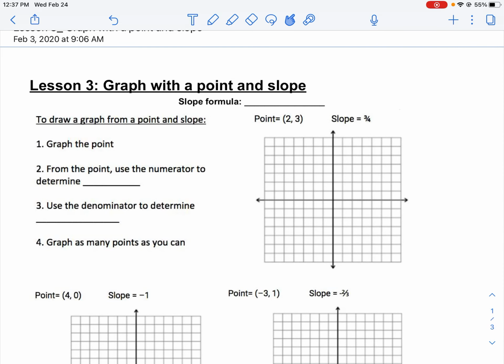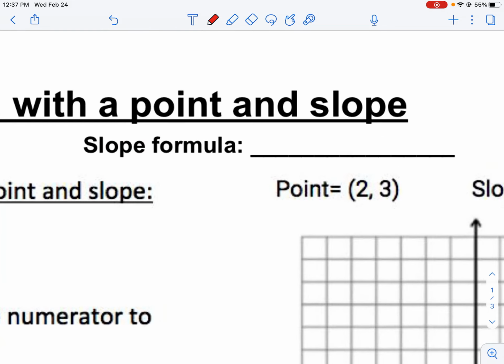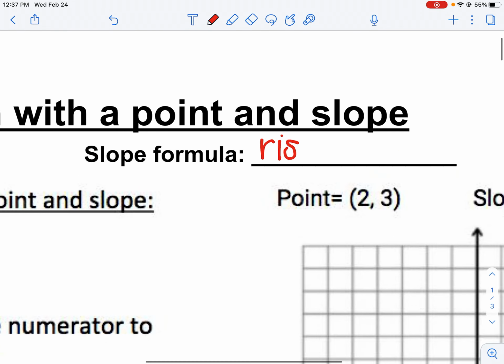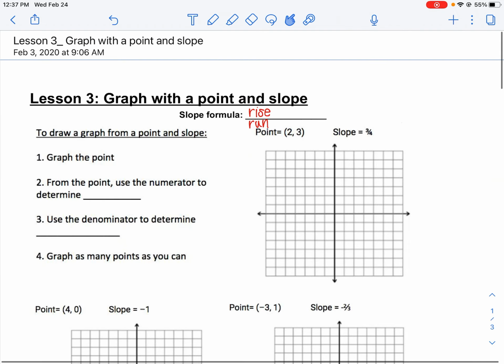All right, so in lesson 3, we are going to talk about graphing with a point and a slope. To recap, in lesson 2, you learned that slope is the rise over the run. And so we are going to use that notion of rising and running. Remember, when we rise, it's a positive number, and we go downward if it's a negative number. And when we run, we're thinking left or right when we are moving that point.